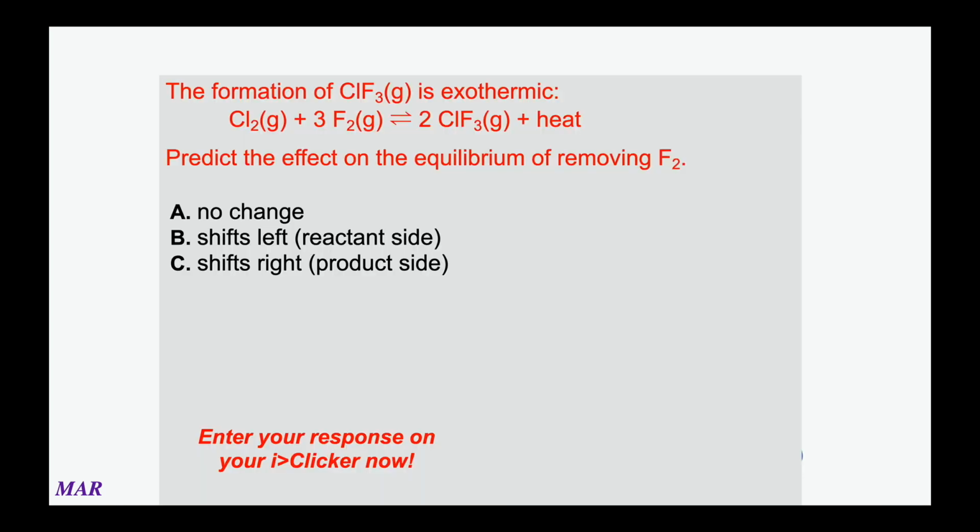This reaction again. Predict the effect. Removing F2. Okay, well, we're removing a reactant. The reaction's going to shift to the side that we remove. It's going to shift to the reactant side. This is going to be a shift to the left. All right, so again, adding shifts to the opposite side. Removing shifts to the side you removed from.